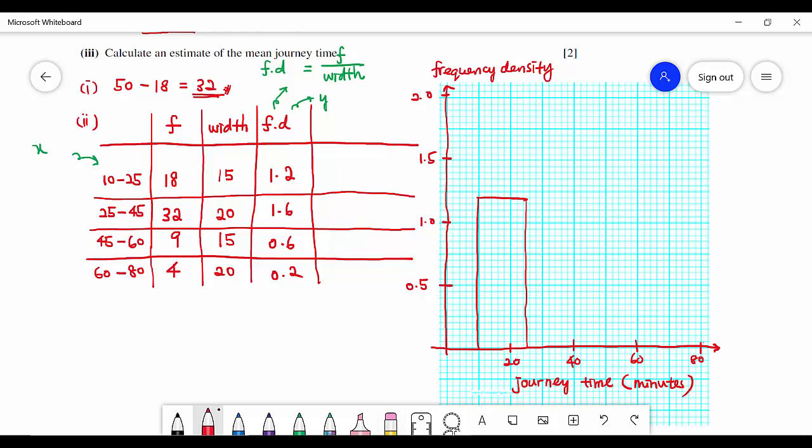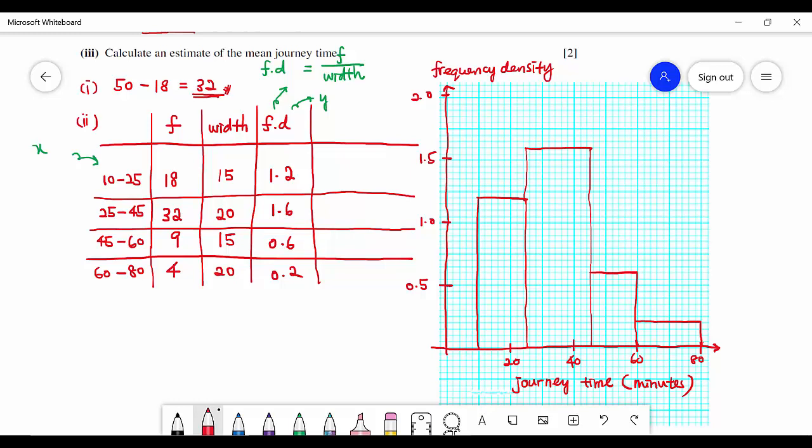Maybe I draw it better. So 45 is here, so 1.6 is here. From 45 to 60, the height is 0.6, so 0.6 will be here. And the last one will be 60 to 80. The height will be 0.2. So it will look something like this. This is our histogram with the unequal width.